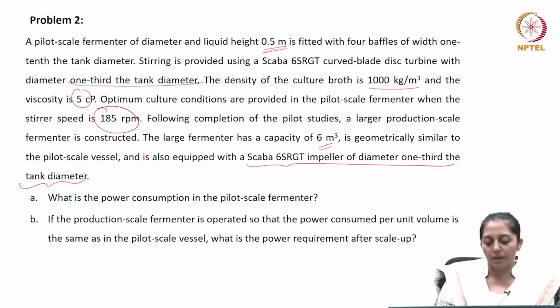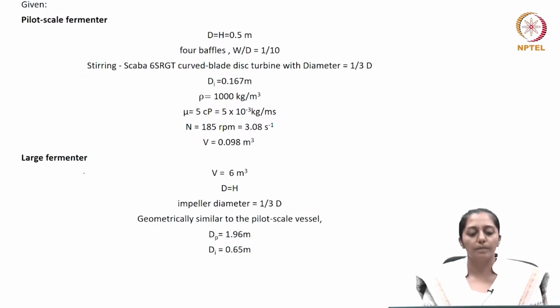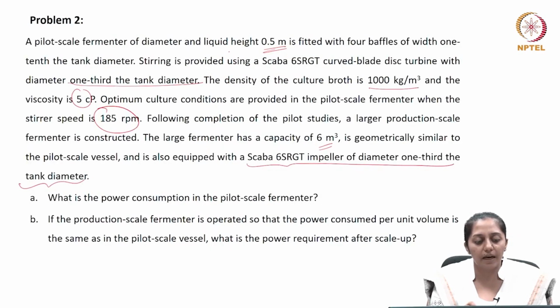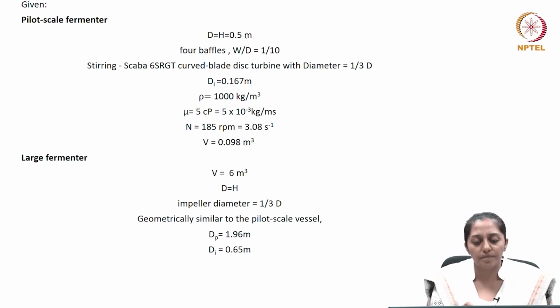What is the power consumption in the pilot scale fermenter? So, we need to find the power consumption at the pilot scale. Let us first find out the linear dimensions. Let us list down the information which is provided to us. The diameter of the tank and the liquid height in the tank are the same, which is 0.5.